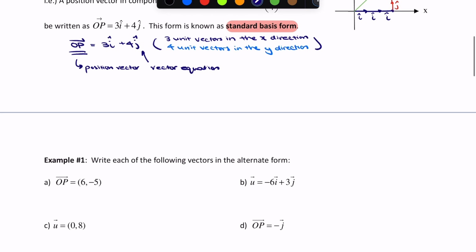Continuing on, just note a couple of things for notation. If we write CF, that means it's in component form. And if we write SBF, that means it's in standard basis form.